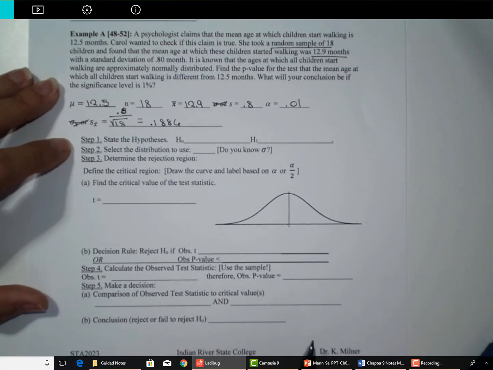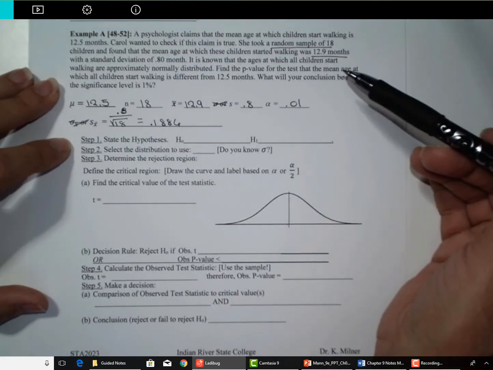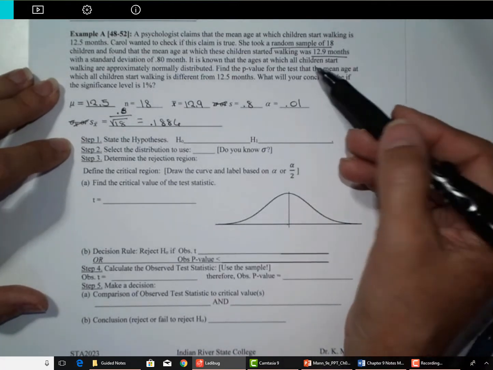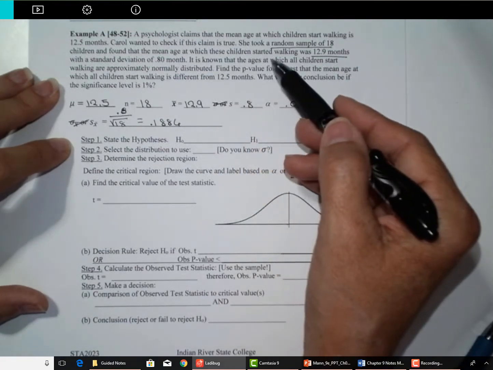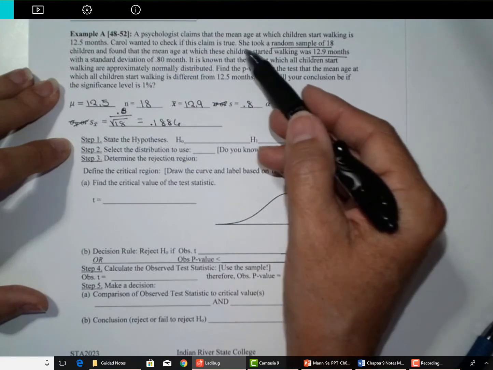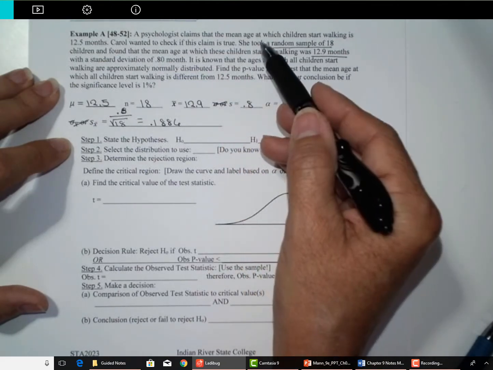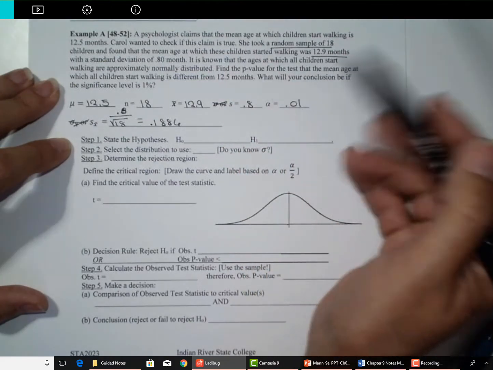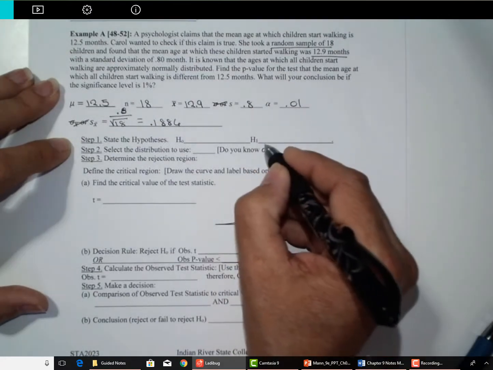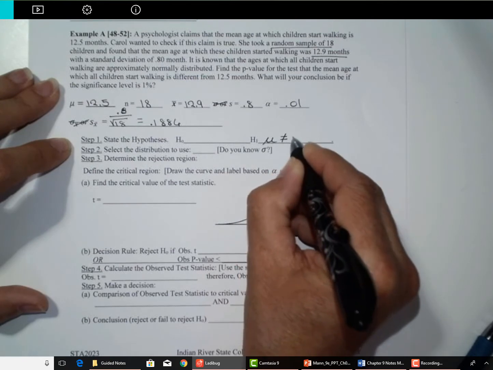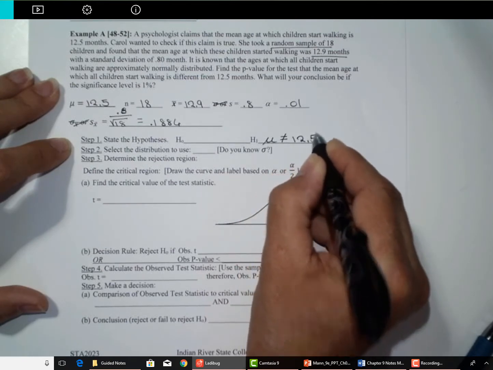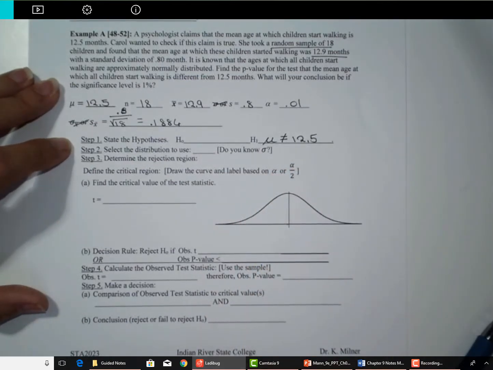Usually that's what I do first, but this time I skipped around some. What does Carol want to know? She wants to know if the age the children start walking is different. She wants to know if the claim is true. She doesn't really care if it's higher or lower. She just wants to know if it's different from what the psychologist claims. So she wants to know if the mean is not equal to 12.5 months. That would be Carol's alternative hypothesis.